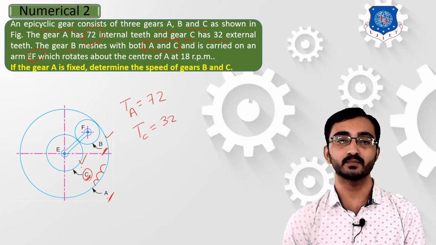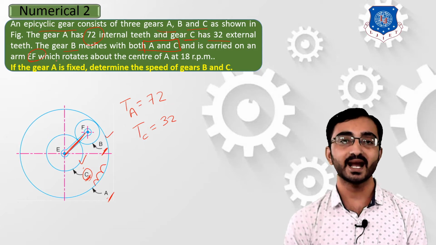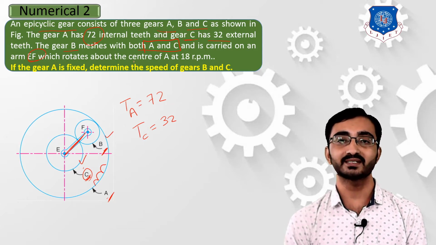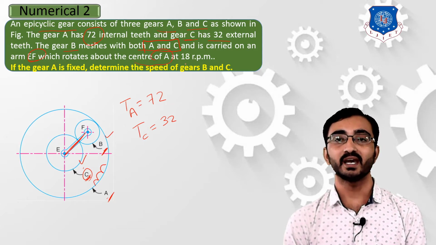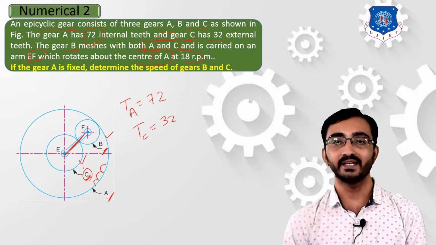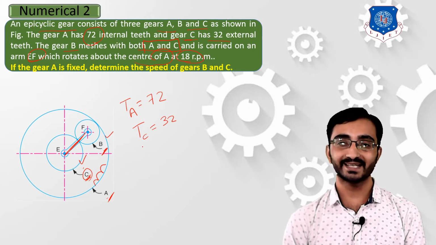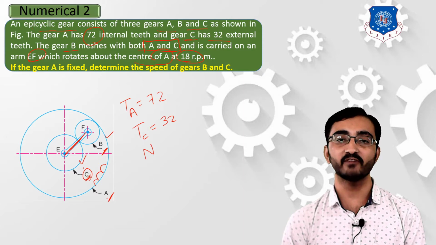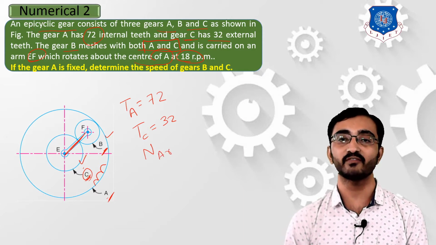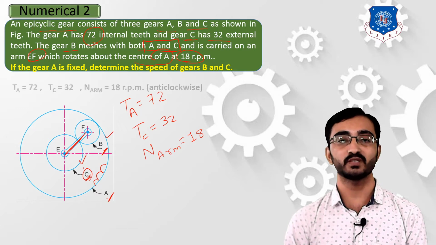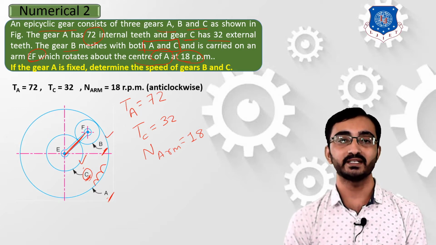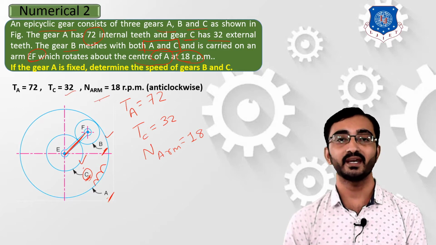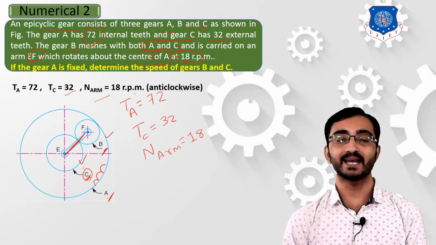Okay, so now to join this B and C, we have to connect them with this arm, and this arm is rotating about the center of gear A and it is rotating at 18 rpm. Okay, so now the next data that is given is the speed of arm. So we can say the N of arm is given, that is equal to 18 rpm. Okay, so we can simply identify the data that TA is equal to 72, TC is equal to 32 and N arm is equal to 18 rpm.